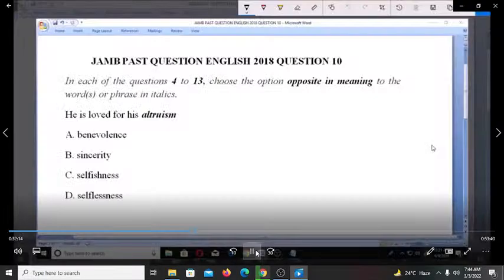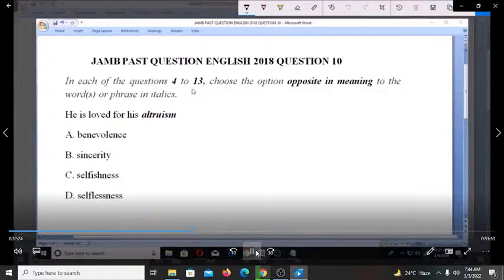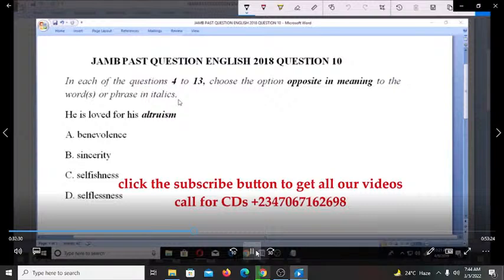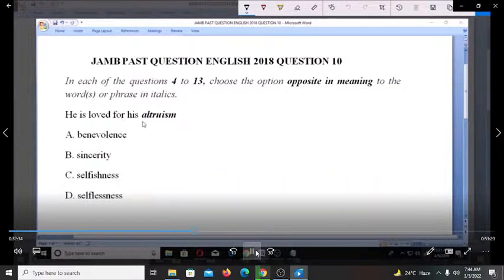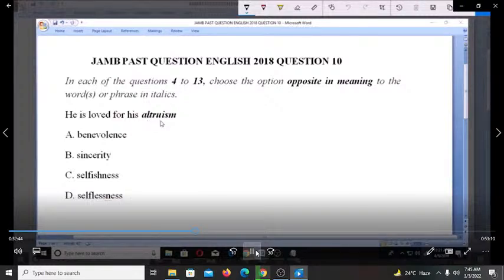Hello, welcome. Let's look at this JAMB past question, English 2018, question number 10. In each of the questions 4 to 13, choose the option opposite in meaning to the word or words. He is loved for his altruism. A, benevolence. B, sincerity. C, selfishness. D, selflessness. So the underlined word is altruism. So which of the following is opposite in meaning to the word altruism? Now, for us to be able to answer this, we'll need to know the definitions of the various words that are involved.